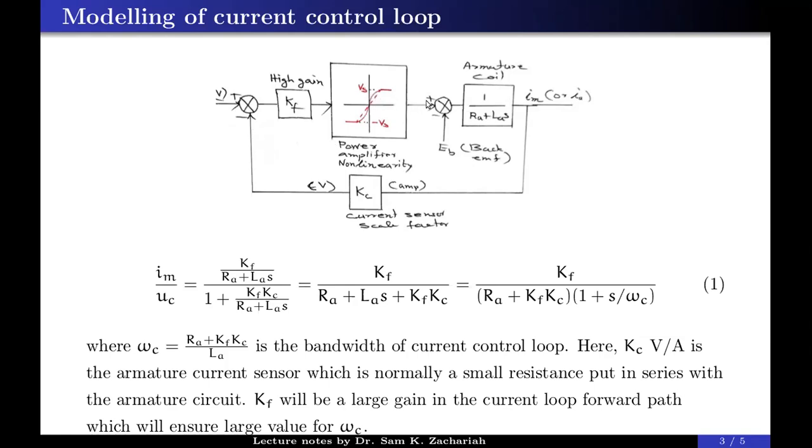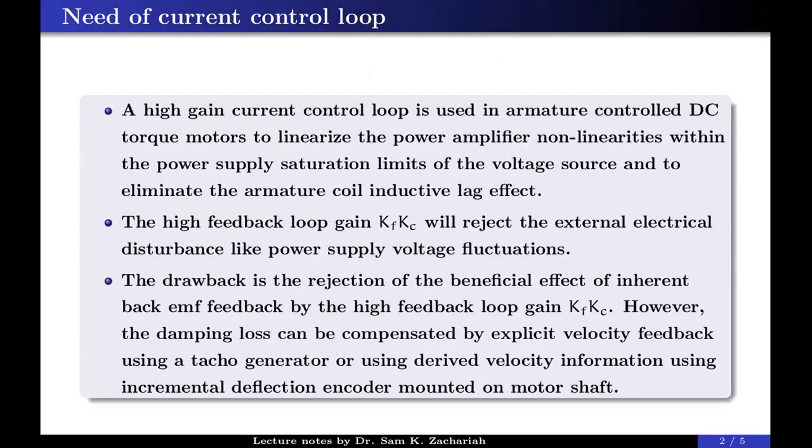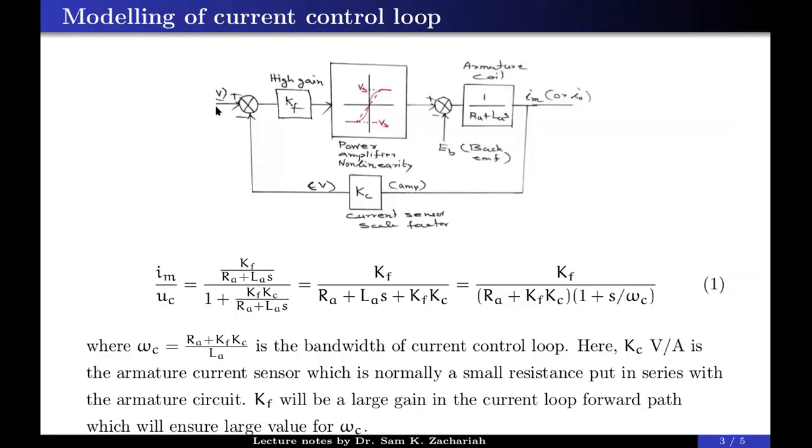So a small series resistor in series with the armature coil will measure the current in terms of voltage, and that will be compared here, and a high forward gain factor is added to the system, and it will act as a loop. So that is here. UC is the voltage. This is the control voltage. It is UC only.